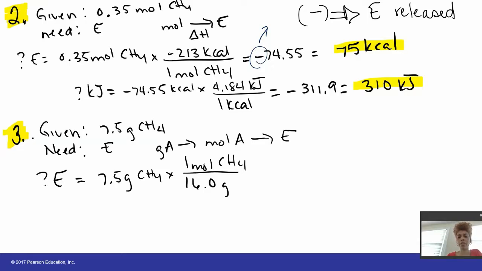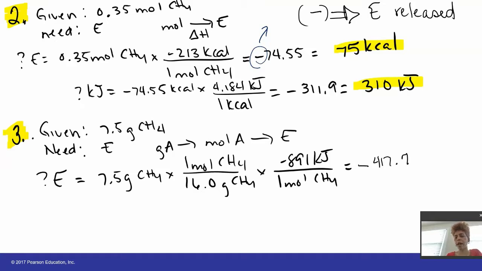16.0 grams per mole. Now, our grams are going to cancel out, but now we need to convert from moles to energy. We're going to use our conversion with delta H, and this time I'm going to start with the kilojoules. So I have minus 891 kilojoules per 1 mole of methane in our reaction. Everything cancels out, and we get minus 417.7, but we're going to convert that to positive because remember, we cannot report energy as negative values. So our answer is 420 kilojoules.